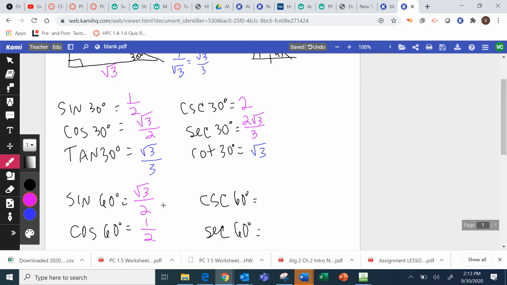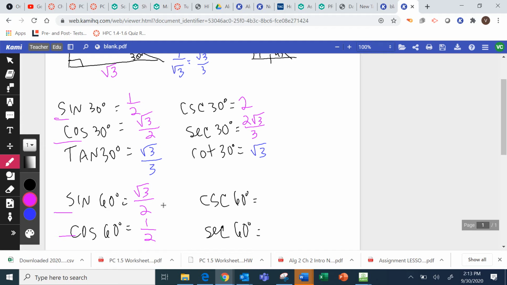I don't have to memorize them all individually. What can I remember between the 30s and the 60s? They switch. And that's just because the angles are in the same triangle, so you're just looking at the other side. So the sine of 30 is 1/2. That means the sine of 60 has to be the other one, radical 3 over 2. Or the sine of 60 is radical 3 over 2, then the cosine of 60 has to be the other side, 1 over 2. We just need to really know that the 1, the 2, and the radical 3 are all in the same triangle.